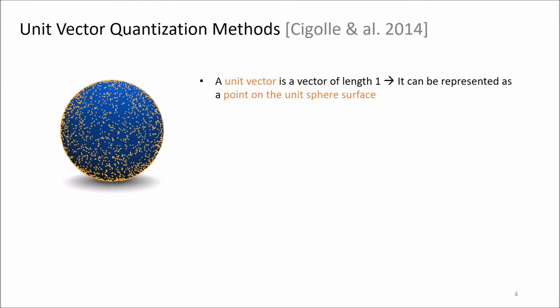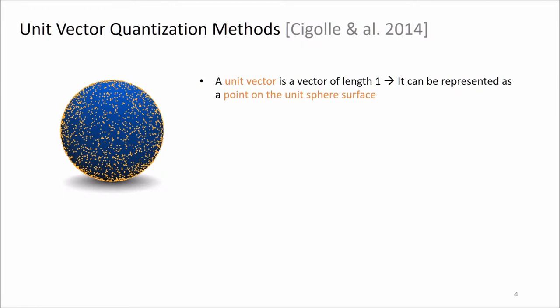State-of-the-art methods to compress single unique vectors are the quantization methods. Unique vectors are vectors of length 1. The set of those vectors can be represented with the surface of the unit sphere. Thus, a unit vector can also be represented as its representative point on the surface of the unit sphere. This is the representation I will often use in the remainder of this presentation.